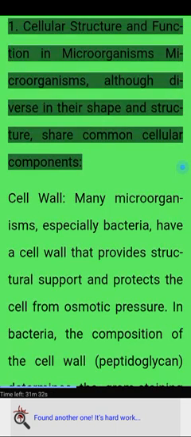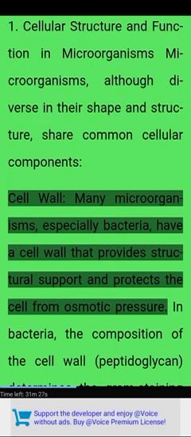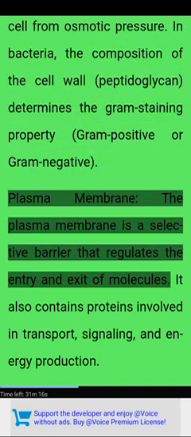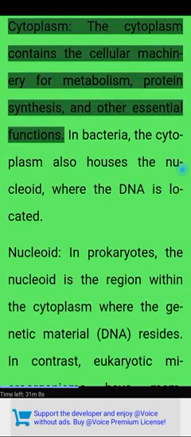1. Cellular structure and function in microorganisms. Microorganisms, although diverse in their shape and structure, share common cellular components. Cell wall: many microorganisms, especially bacteria, have a cell wall that provides structural support and protects the cell from osmotic pressure. In bacteria, the composition of the cell wall peptidoglycan determines the Gram-staining property, Gram-positive or Gram-negative. Plasma membrane: the plasma membrane is a selective barrier that regulates the entry and exit of molecules. It also contains proteins involved in transport, signaling, and energy production.